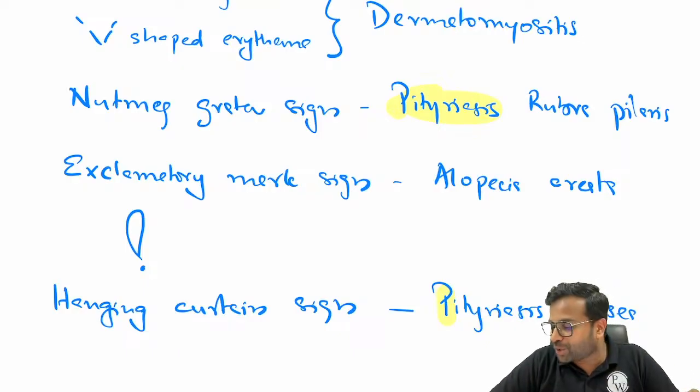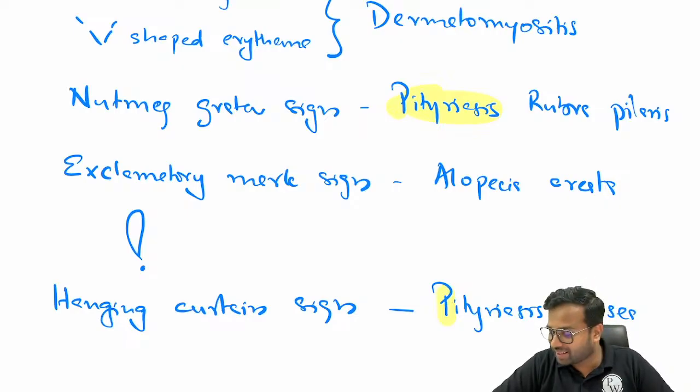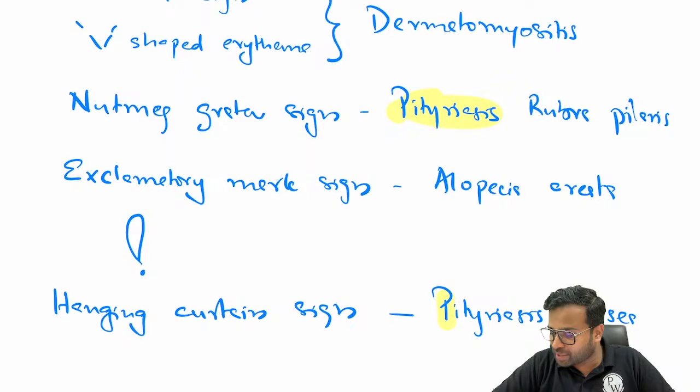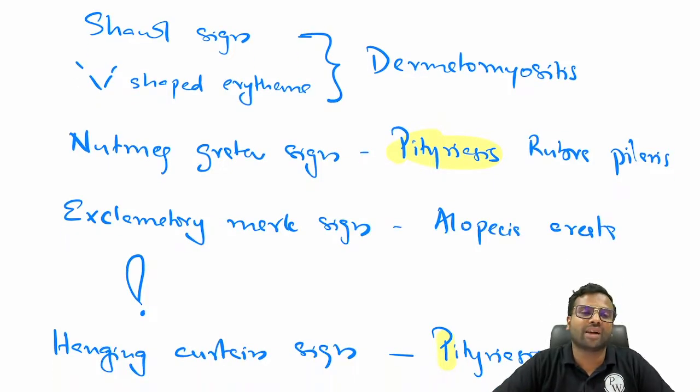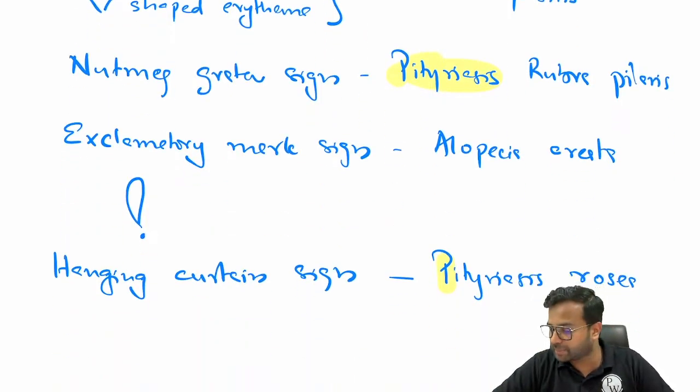If anybody would like to add more, I'm more than happy to stay back for some more time. Exclamation mark sign is what we added. Nutmeg grater sign is what we added again. Shawl sign we added. Hanging curtain sign was added.